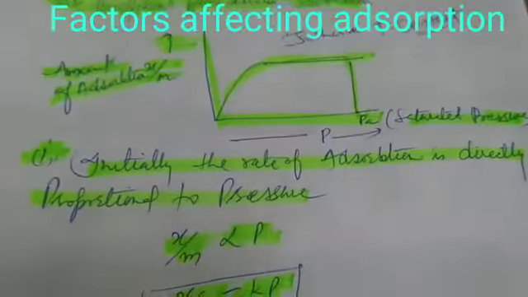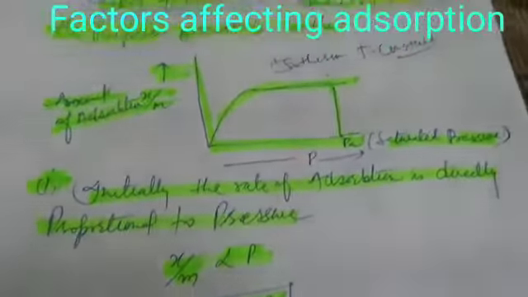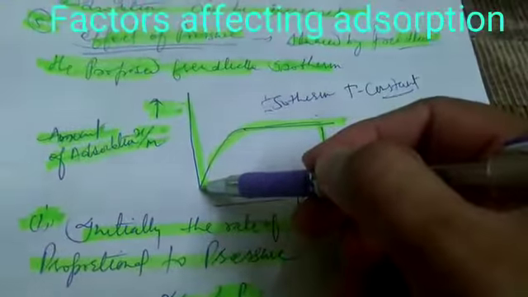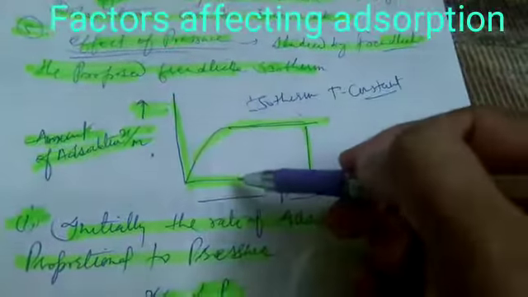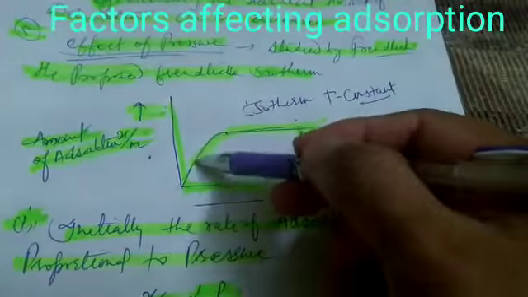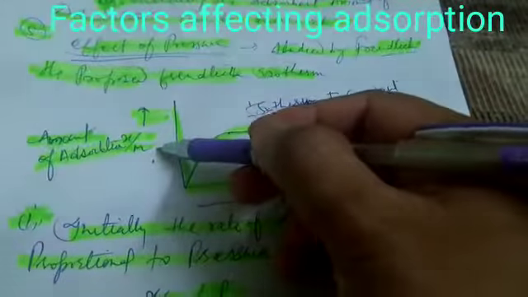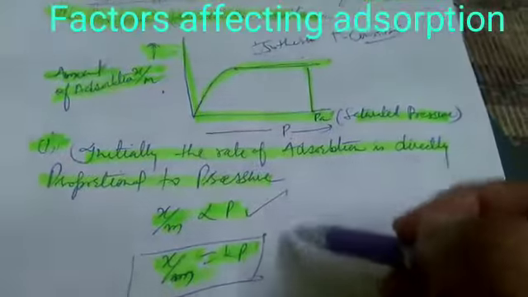Now the first point, initially the rate of adsorption is directly proportional to pressure. You can see here, initially the rate of adsorption or amount of adsorption is directly proportional to pressure. So x upon m is directly proportional to P, like this.